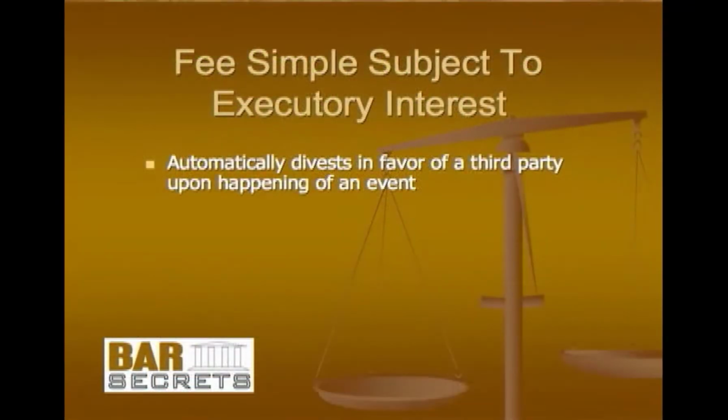So how can you tell the difference between where the grantor has the future interest or there's a third party? Easy. The conveyance will mention a third party. If there's no third party mentioned, then you just assume it goes back to the grantor. But if there's a third party mentioned, now you know you have these executory interests. Now, these fees automatically divest in favor of a third party upon the happening of an event.